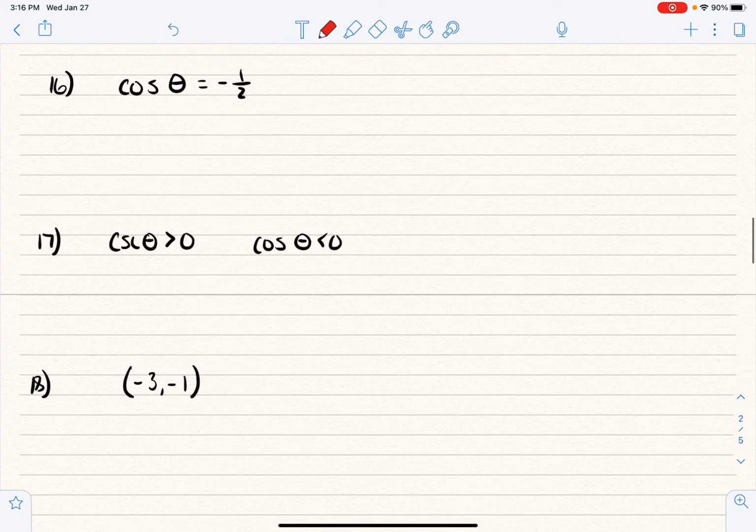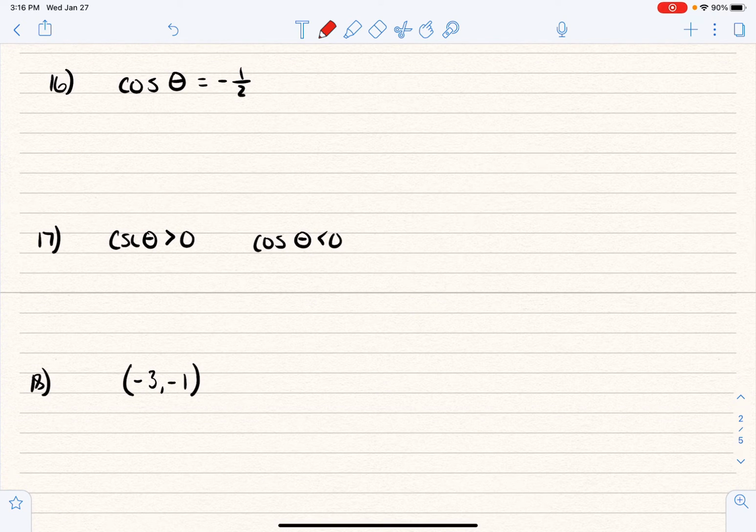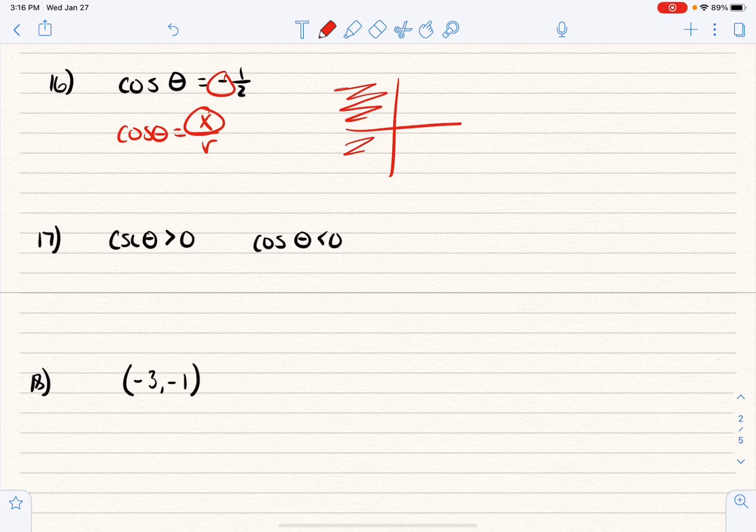First of all, we said if cosine theta was negative 1/2, what quadrants could it be in? Well, you have to remember, cosine theta is x over r. R can't be negative, so in this case, the only way it's going to be negative is if x is negative. So in terms of my quadrants, x is negative over here in quadrant 2, and x is negative here in quadrant 3. So that's my answer, quadrant 2 and quadrant 3.